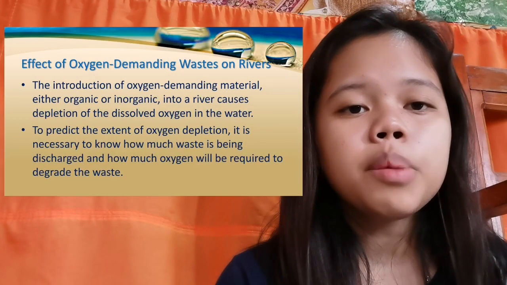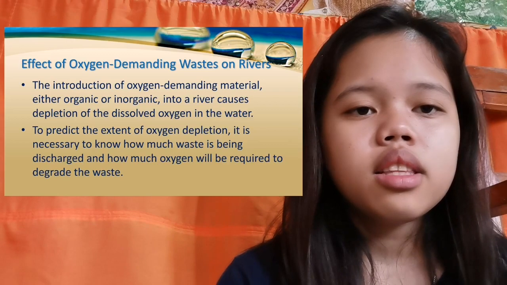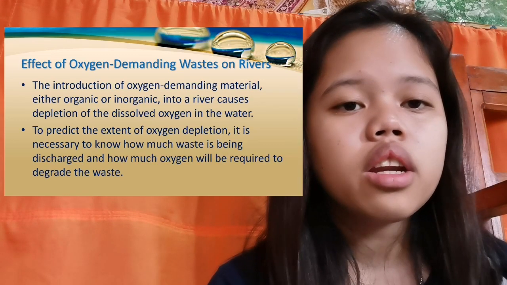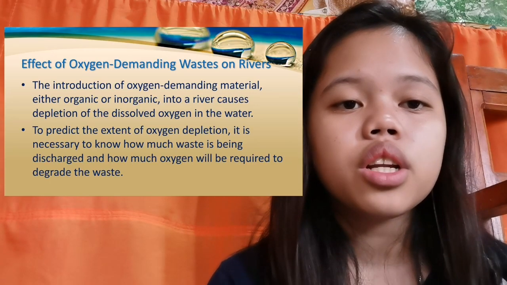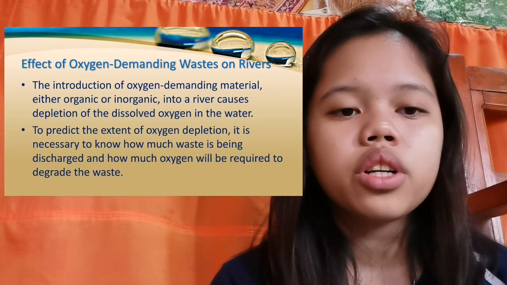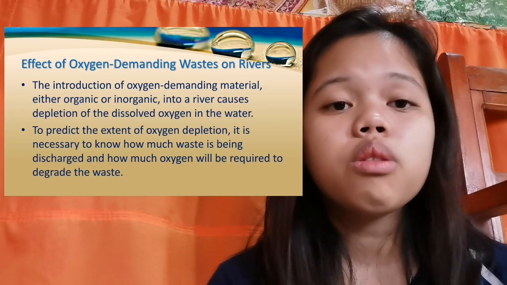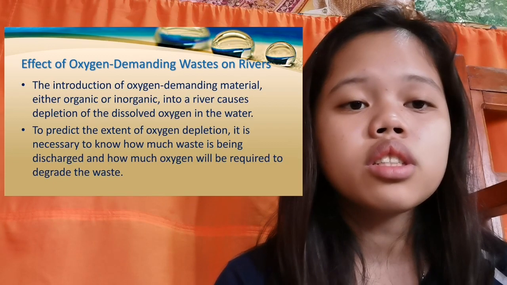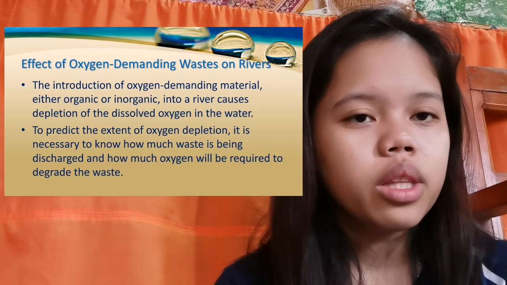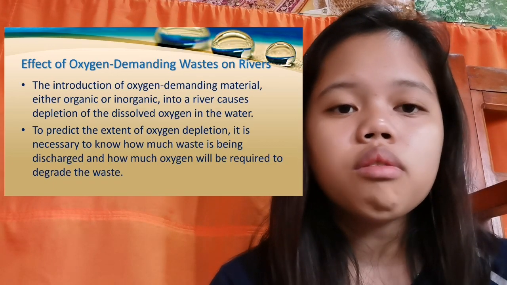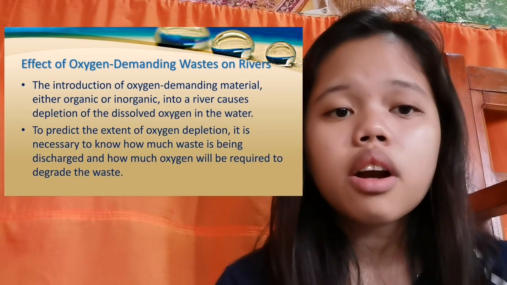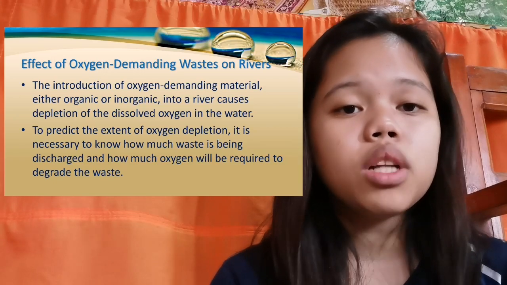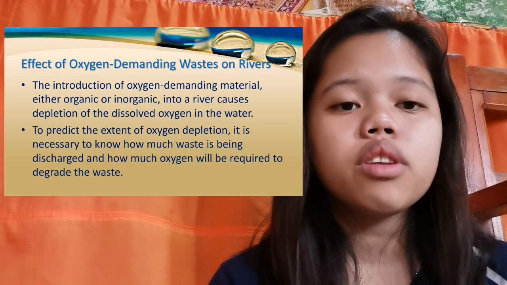Effect of oxygen-demanding wastes on rivers. The introduction of oxygen-demanding material, either organic or inorganic, into a river causes depletion of dissolved oxygen in the water. This poses a threat to fish and other higher forms of aquatic life if the concentration of oxygen falls below a critical point. To predict the extent of oxygen depletion, it is necessary to know how much waste is being discharged and how much oxygen will be required to degrade the waste.